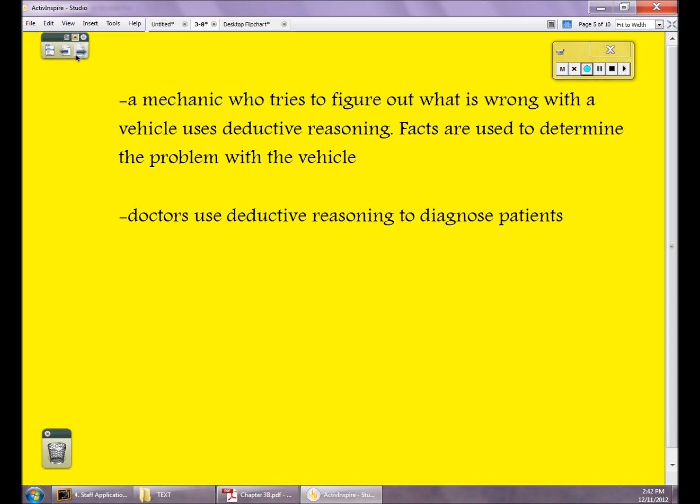A mechanic who would try to figure out what's wrong with your car is going to actually use deductive reasoning. He's going to say, well, is this component of your car working? No. Well, that's a fact. That leads me to believe that this part of the car is broken. This is what I need to replace. A doctor may also use deductive reasoning to diagnose patients. He uses the fact that you have a runny nose and a sore throat to deduce that you have a cold.